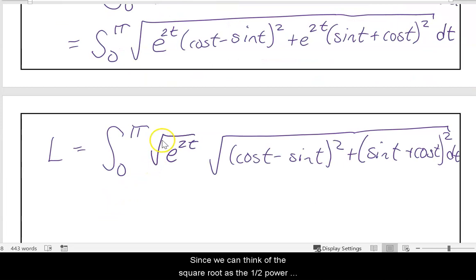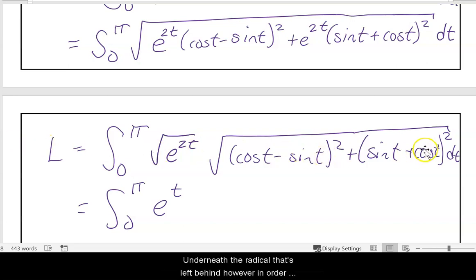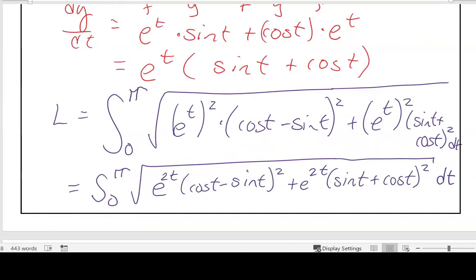Since we can think of the square root as the 1/2 power, the square root of e to the 2t should just give us back, of course, the e to the t power. Underneath the radical that's left behind, however, in order to simplify it, we're going to have to multiply out these binomial type products. Take a moment to do that, then restart the video.